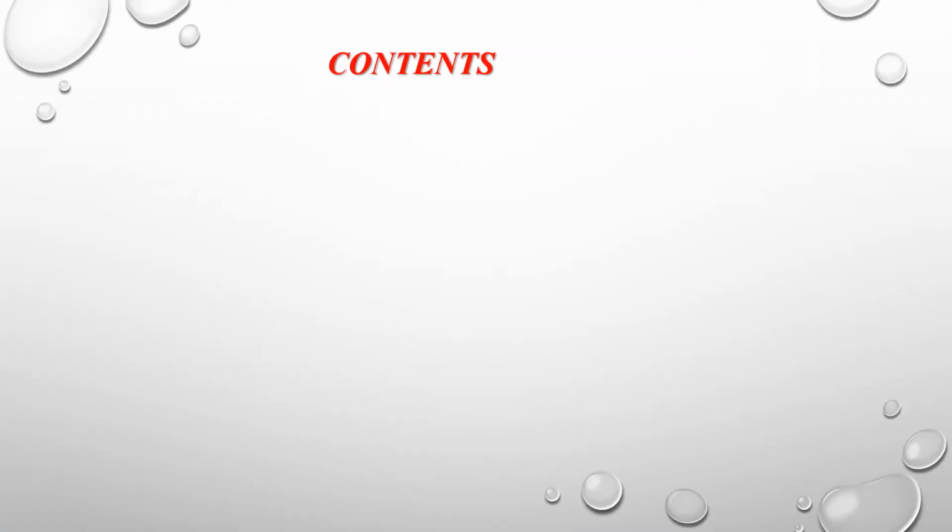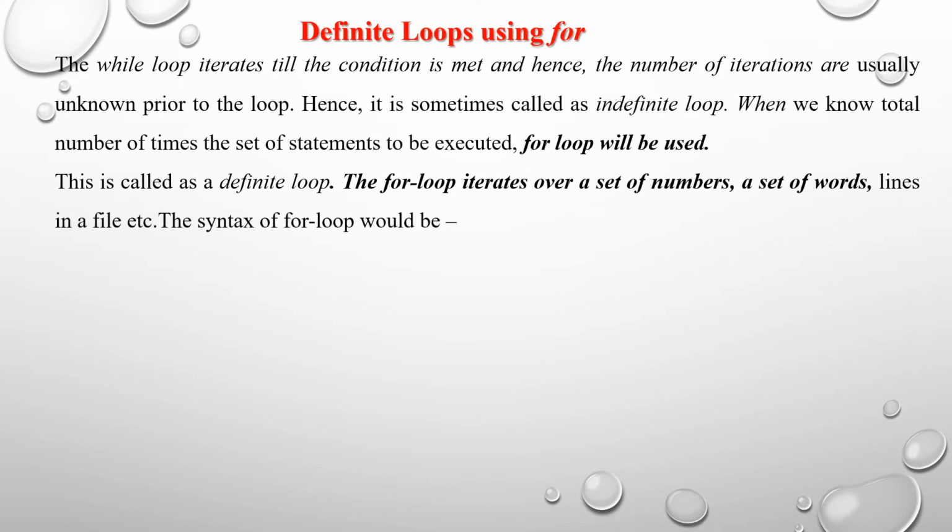In this video, we are going to discuss definite loops using for. We know that the while loop iterates till the condition is met, and hence the number of iterations is usually unknown prior to the loop. Hence, it is sometimes called an indefinite loop. When we know the total number of times the set of statements is to be executed, the for loop is used. So this is called a definite loop.